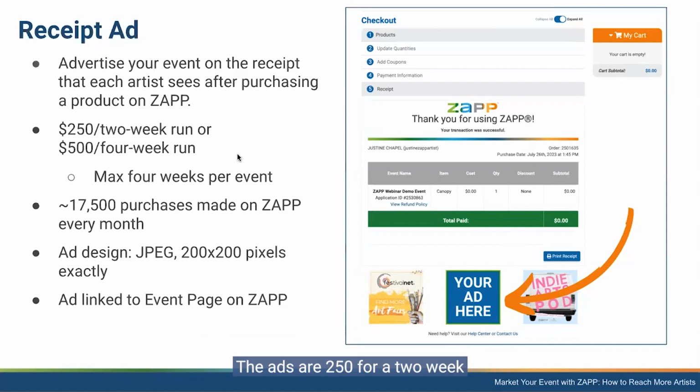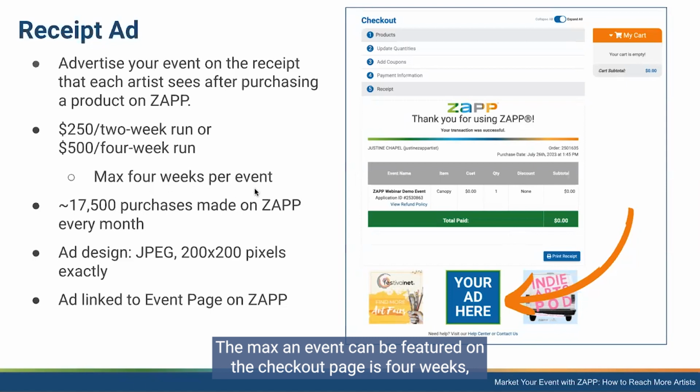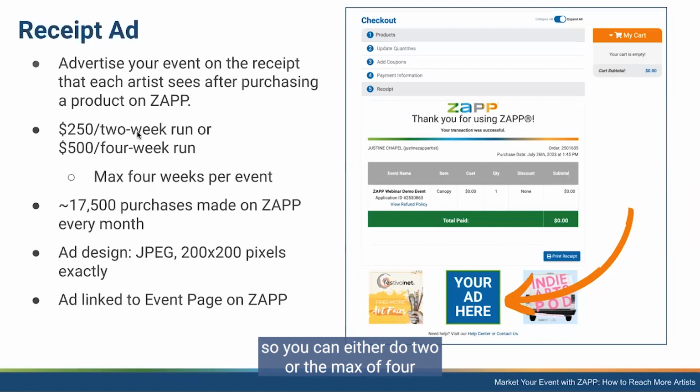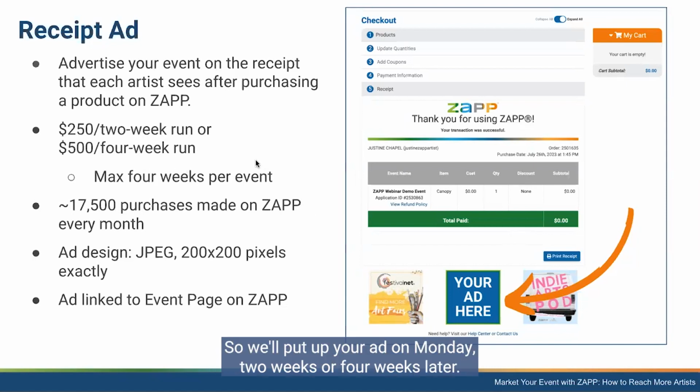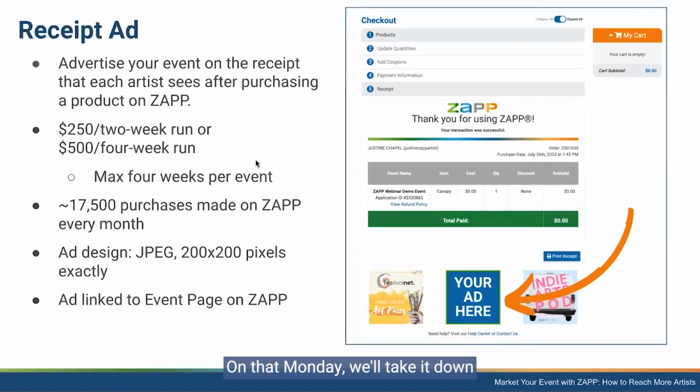The ads are $250 for a 2-week run or $500 for a 4-week run. The max an event can be featured on the checkout page is 4 weeks. So you can either do 2 or the max of 4. And usually we'll start on a Monday. So we'll put up your ad on Monday, and 2 weeks or 4 weeks later, on that Monday, we'll take it down.